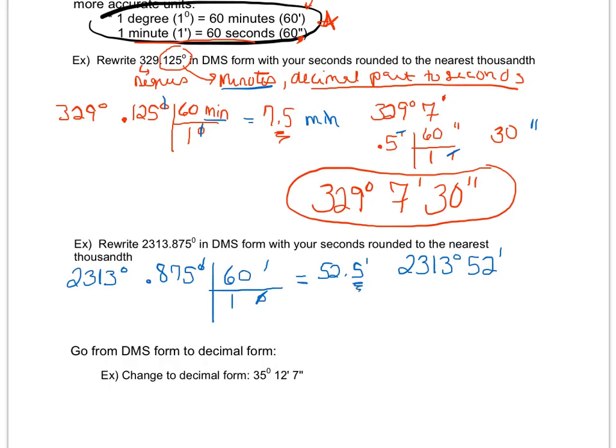So I'm going to take the decimal portion of my minutes, and I'm going to multiply it by a wonder fraction. I want to get rid of minutes. I want to get to seconds. So again, my minutes will cancel and I'll be left with seconds. And I ask myself, how are minutes and seconds related? Well, there's 60 seconds in 1 minute. So once again, 0.5 times 60 leaves me with 30 seconds. It says to round to the nearest thousandth. I have a whole number, so I don't have to do that. And I have 2,313 degrees, 52 minutes, and 30 seconds.